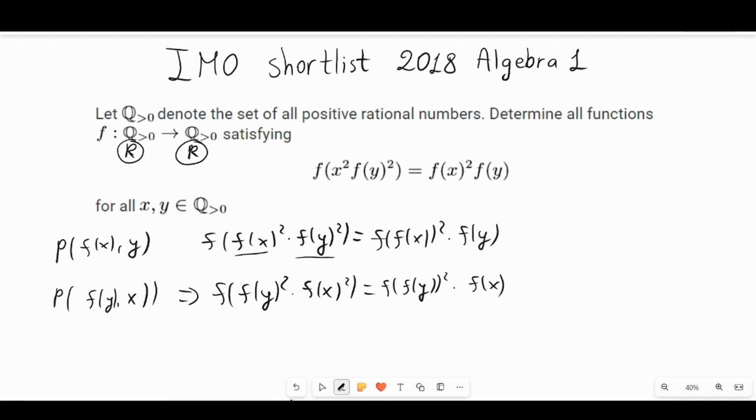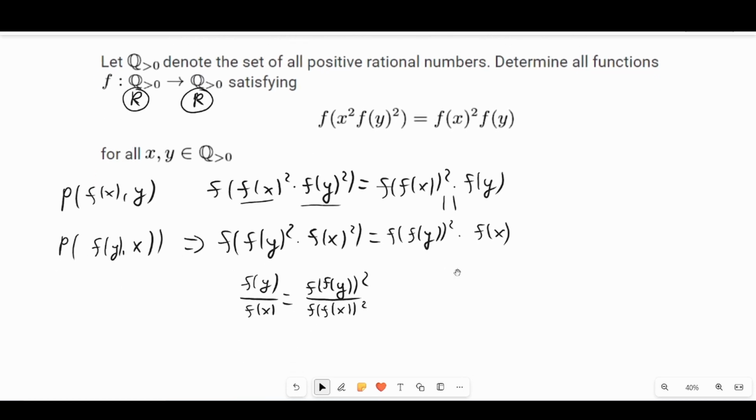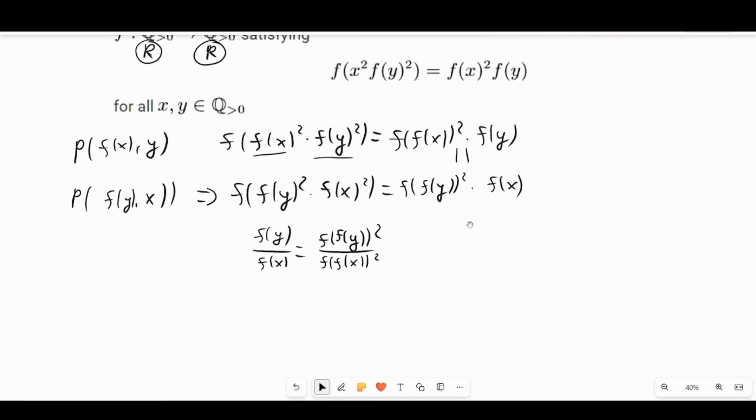Clearly we can conclude that because left hand sides are same, the right hand side must be also same. So f(y) over f(x) must be equal to f of f(y)^2 over f of f(x)^2. And now we can use this property to continue this process infinitely many times.